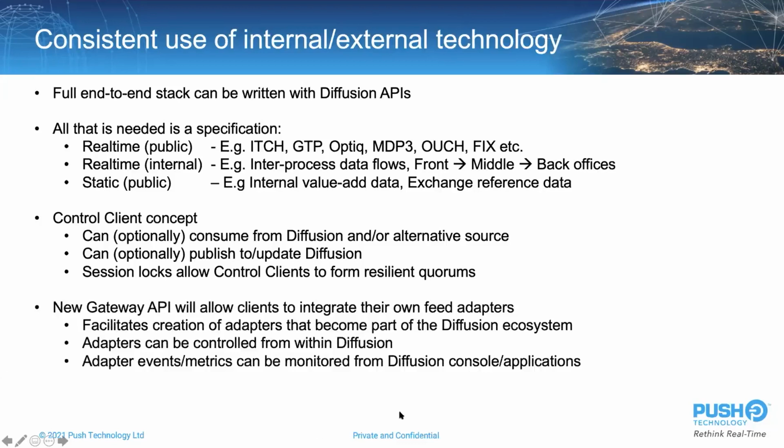And then crucially, a new feature that we are releasing in the next release is what we call the Gateway API. The Gateway API allows clients to integrate their own feed adapters into the Diffusion ecosystem. In fact, the Kafka adapter that I demonstrated earlier is an example of an adapter that was written with our Gateway API. It means that your adapters become part of the ecosystem of Diffusion. They can be monitored, they can be configured and controlled within the ecosystem of Diffusion itself. They're not just another process sitting to the side. They actually form part of the full end-to-end system.